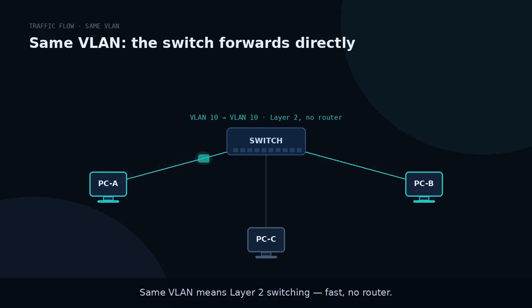Now let's follow the traffic. First, two devices in the same VLAN. PC A and PC B are both in VLAN 10. When A sends a frame to B, the switch sees they are in the same VLAN, looks up the address in its table, and forwards the frame straight to it. This all happens at layer 2. The switch is simply switching. It is fast, direct, and no router is involved. Same VLAN means the switch handles everything on its own.